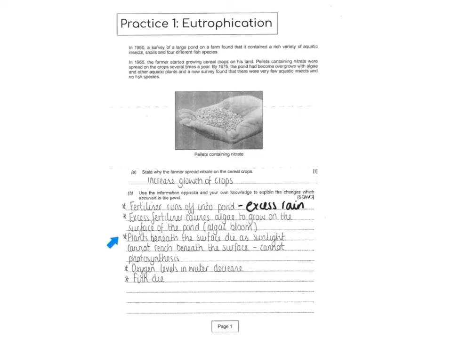With that then, plants beneath the surface die as sunlight cannot reach beneath the surface. So if there's no sunlight, the plants can't photosynthesize. As they can't photosynthesize, what's not being produced? Oxygen isn't being produced by photosynthesis, so the oxygen levels in the water decrease and the fish die.